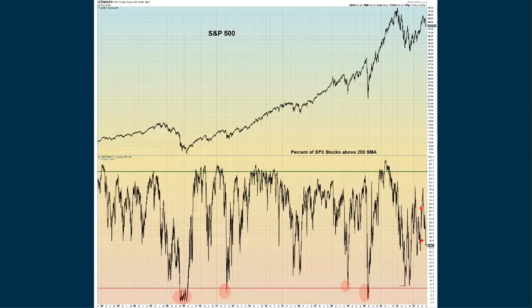Then we look at the stocks in the S&P 500 and what are their 200-day moving averages doing. When we're below 50 and declining, that is more negative. Sometimes we can use this like an oscillator for an extreme positive or negative reading.